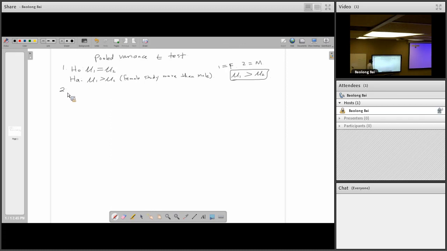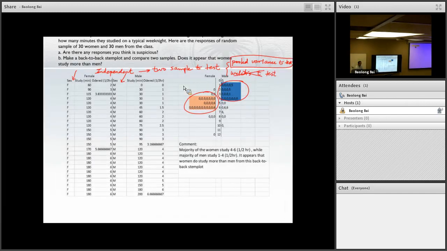Okay. So next step, state the rejection rule. If p is less than alpha, then reject the null hypothesis. Okay. So if the p-value is less than alpha, then reject the null.